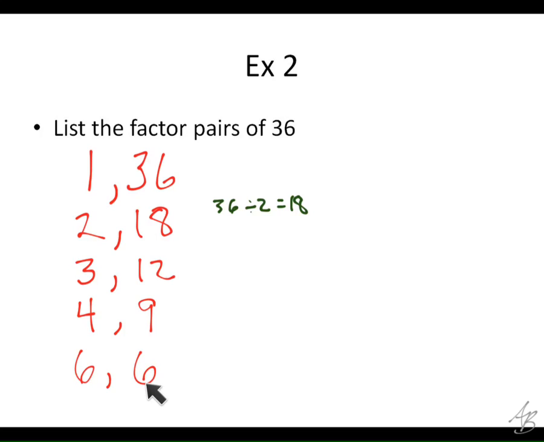I know I can stop, though. How do I know that I can stop? Well, our next number is going to be 7, which is higher than this number right here, so we can stop. Once we get to a number that we've already got on the list, we're done. We have 6 already, we're done. Easy enough, right?